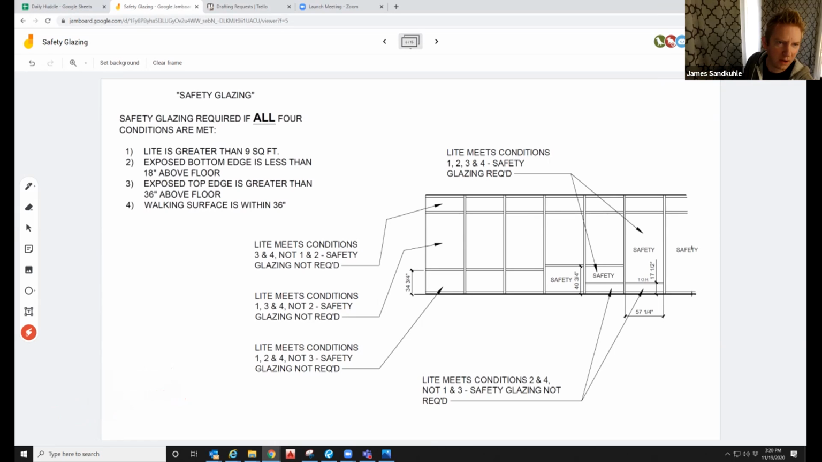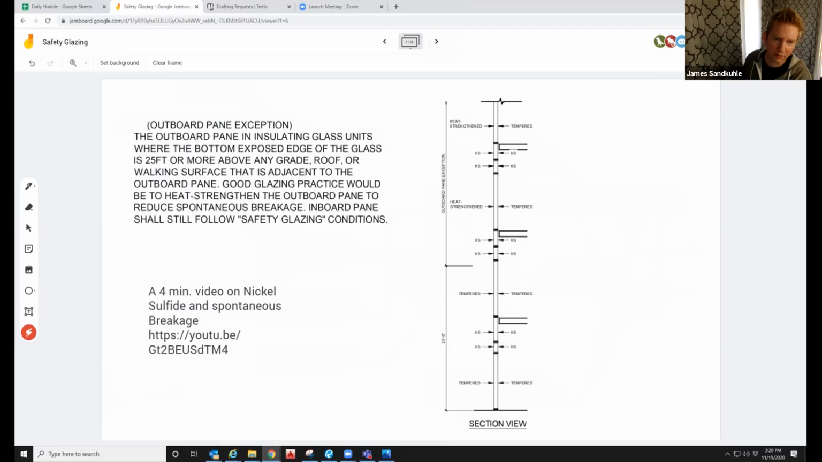All right, moving on to slide 7. So there are exceptions, and I'll just read this off. Outboard pane exception. The outboard pane in insulating glass units where the bottom exposed edge of the glass is 25 feet or more above any grade, roof, or walking surface that is adjacent to the outboard pane. A good glazing practice would be to heat strengthen the outboard pane to reduce spontaneous breakage. Inboard pane shall still follow safety glazing conditions.